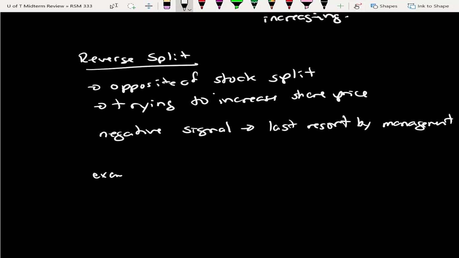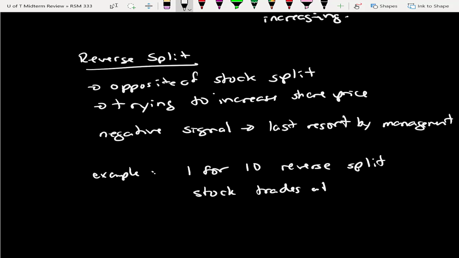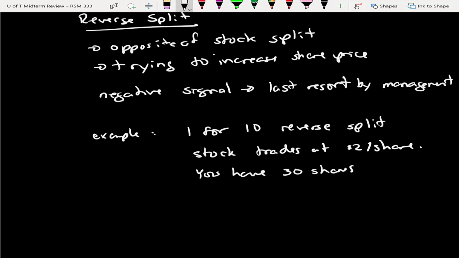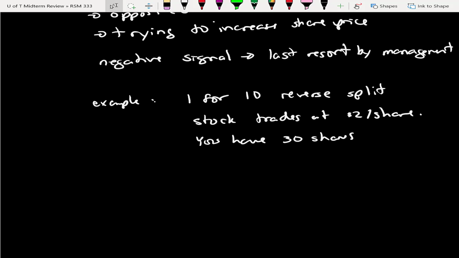An example would be, in this case, you would do a 1-for-10 reverse split. And let's suppose the stock trades at $2 per share, and you have 30 shares. So you have $60 worth of stock in this company.